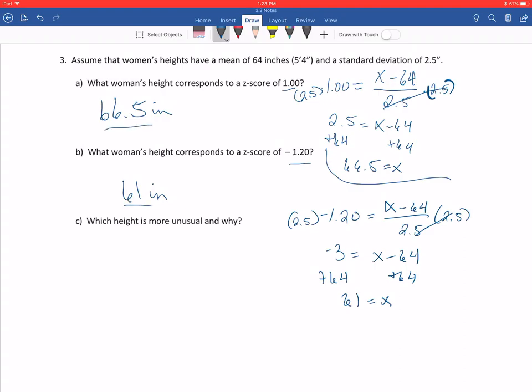So these are their z-scores, these are their actual heights. And which one of these is more unusual and why? Is it more unusual for a woman to be 66.5 inches tall or 61 inches tall? Well, I would go back to the z-scores for those and compare those. So one is 1 standard deviation above the mean, and the other one is 1.2 standard deviations below the mean since it's negative. But it's the fact that this one is farther from the mean that makes it more unusual. So I would say 61 inches because it's farther from the mean.